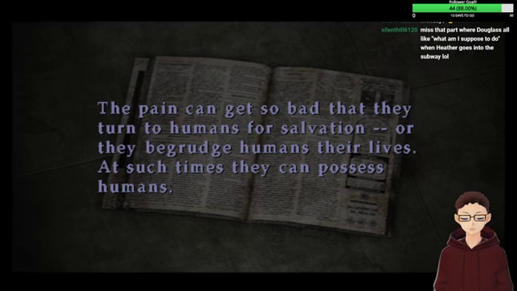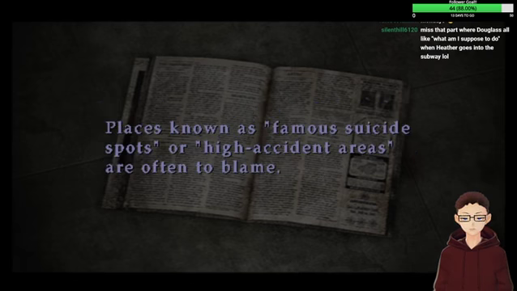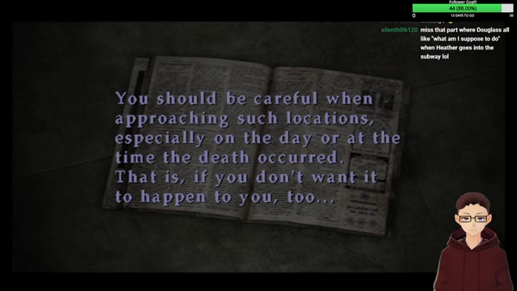These spirits have lost their human memories, yada yada. The pain can get so bad that they turn to humans for salvation. Or they begrudge humans their lives. At such times, they can possess humans. Places known as famous suicide spots or high accident areas are often to blame. You should be careful when approaching such locations, especially on the day or at the time the death occurred. That is, if you don't want it to happen to you too.